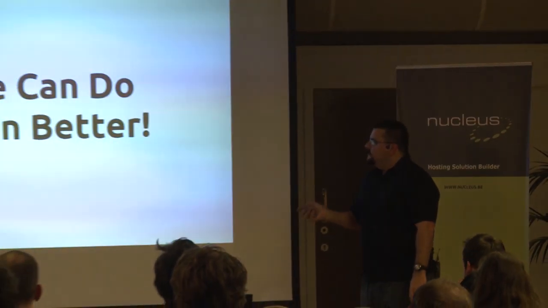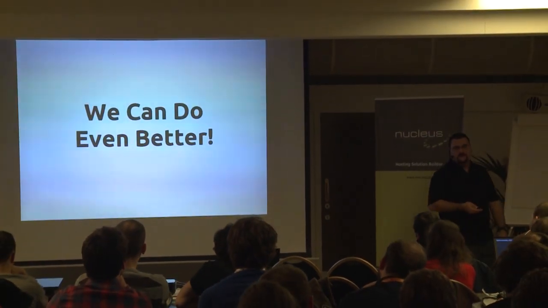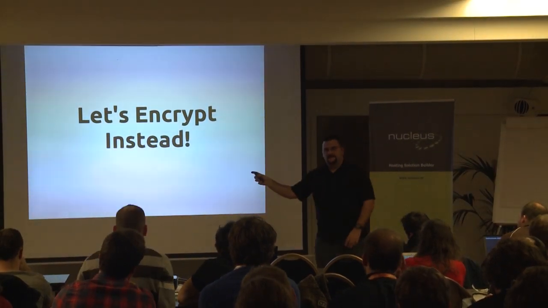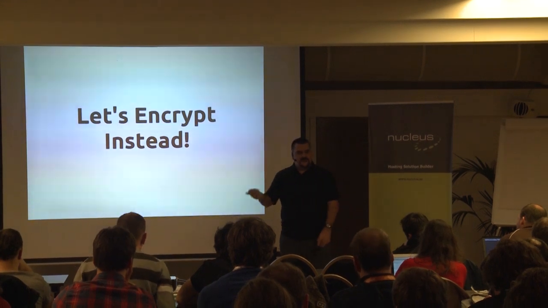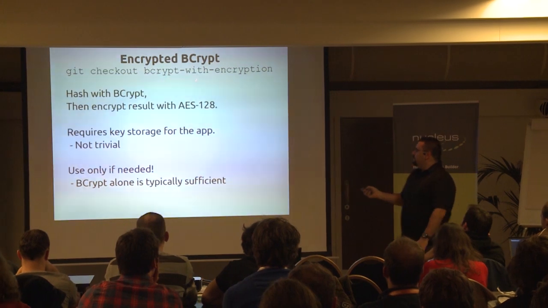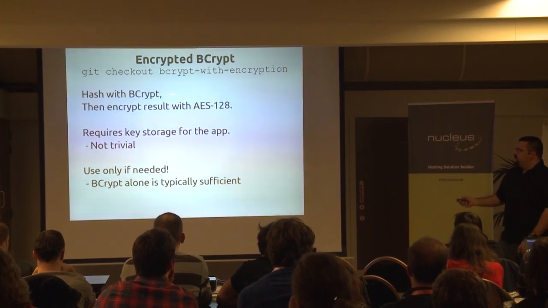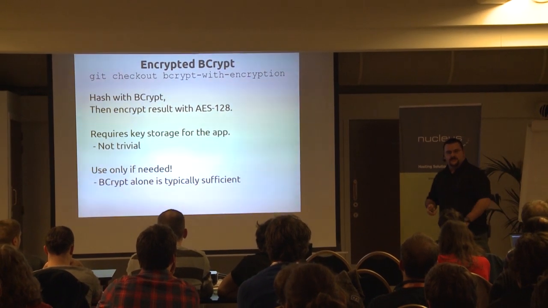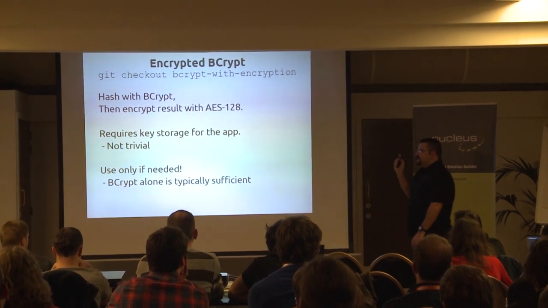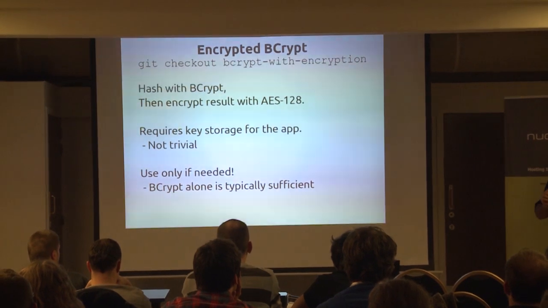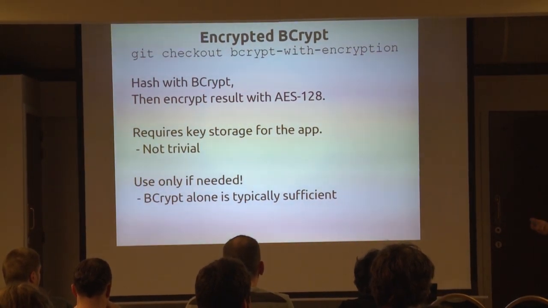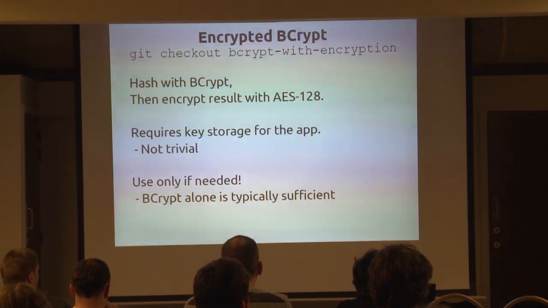But here's the thing. We can do even better than just bcrypt. Let's encrypt it. But instead of encrypting the password, let's encrypt the hash. So we run through bcrypt, then we encrypt the result with AES-128, which is a secure standard cipher. There's a couple problems with this, though. It requires that you store cryptographic keys, cipher keys, in your application.